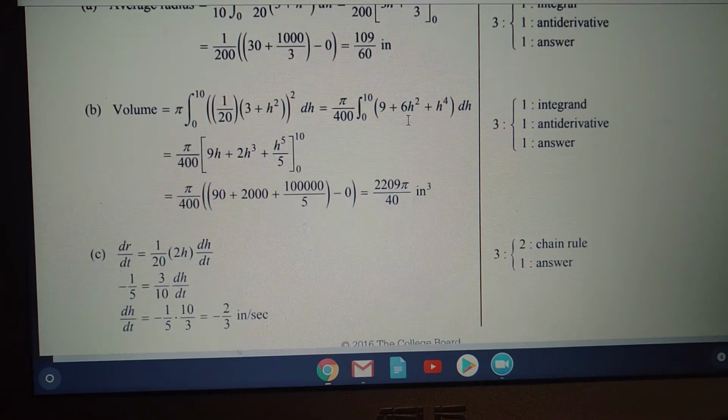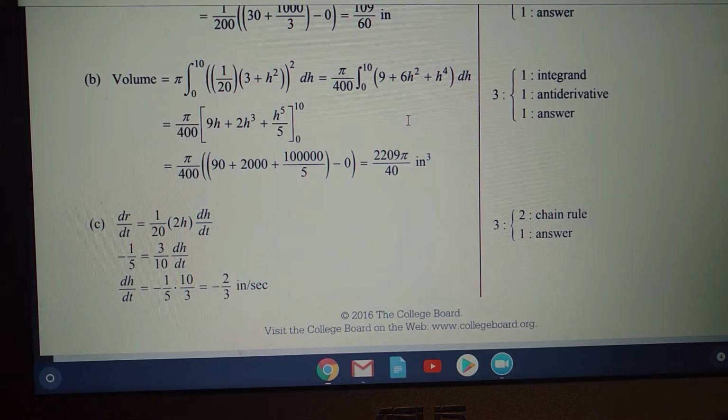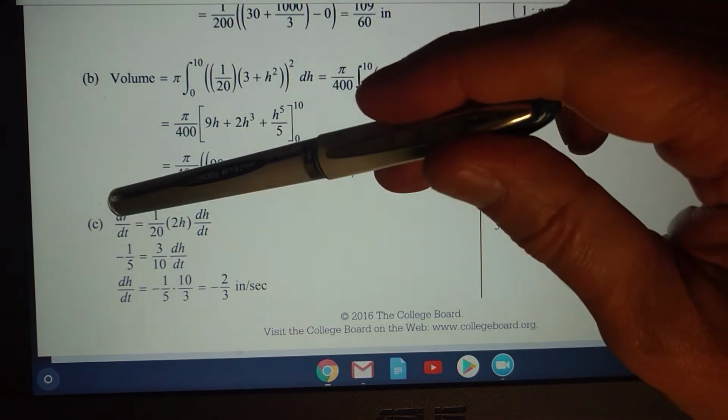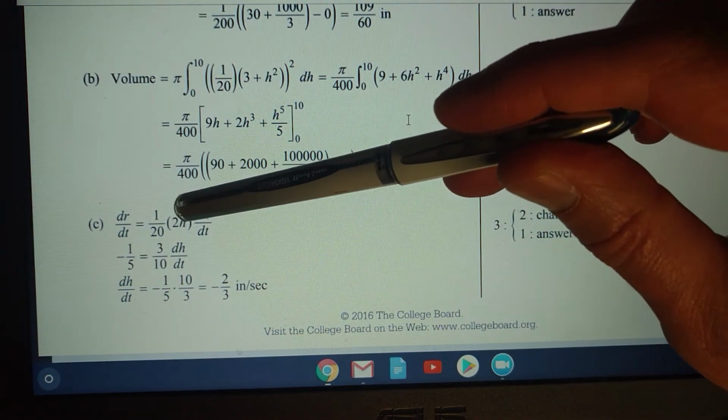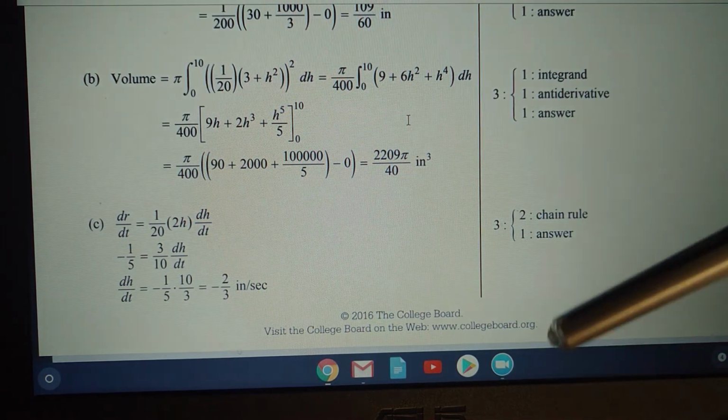Okay, moving on to part C. Part C is a related rate. We must take the derivative with respect to t. When we do that, we get dr/dt is equal to 1/20 times 2h, and then we have to have this factor of dh/dt right there.